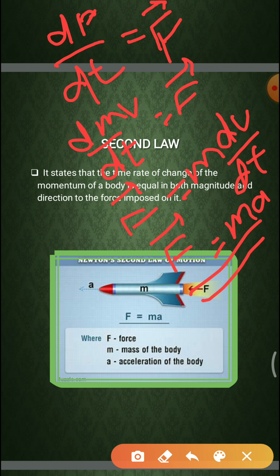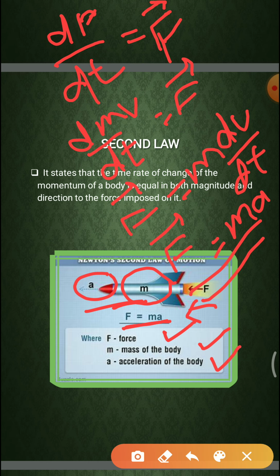Here it is given that if a force is applied to a rocket, then the mass of the rocket into its acceleration gives this force. Therefore, force is nothing but mass into acceleration. This is Newton's second law. Here F is for force, m is for the mass of the body and a is for the acceleration.